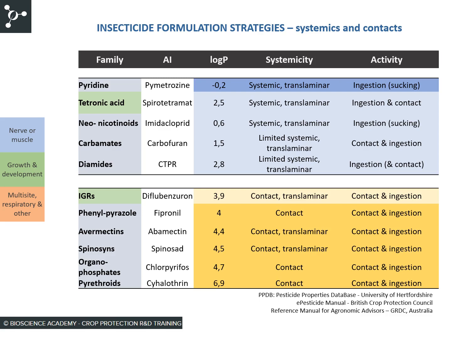And we close off this part by building up an overview based on information extracted from the pesticide properties database, the ePesticide manual, and the reference manual for agronomic advisors, grouping the respective active ingredients into their physical chemical characteristics, their systemicity, and their activity. This will allow us to build up an overview or a resource which brings together the active ingredient characteristics and the characteristics of the insect pests which we are targeting with our formulation and adjuvant developments.